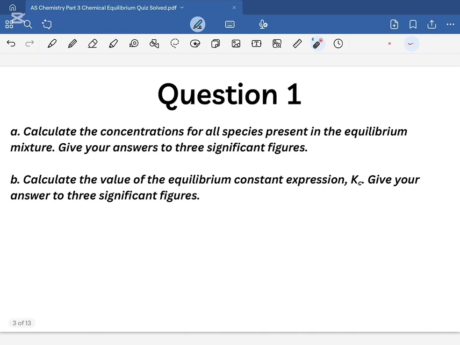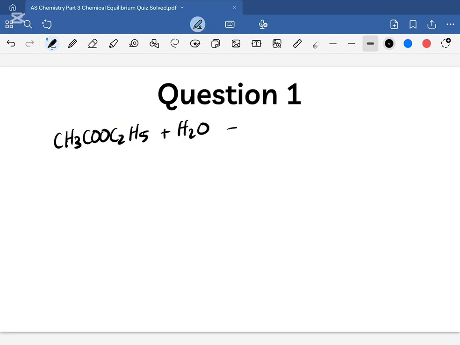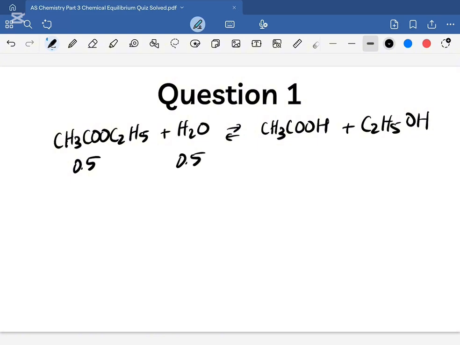The first part was to calculate the concentration of all species present in the equilibrium mixture and give your answers to 3 significant figures. So let's write the equation again. We have CH3COOC2H5 plus H2O. It's a reversible reaction. We're going to form acetic acid and the alcohol, which is ethanol. First we have 0.5 moles of the ester and 0.5 moles of water. We do not have anything for acetic acid and ethanol, so here we're going to put 0 and 0.